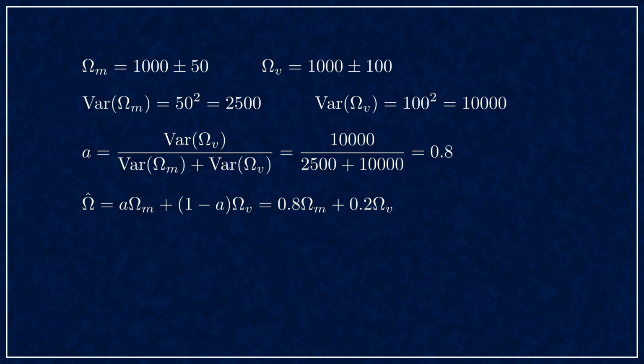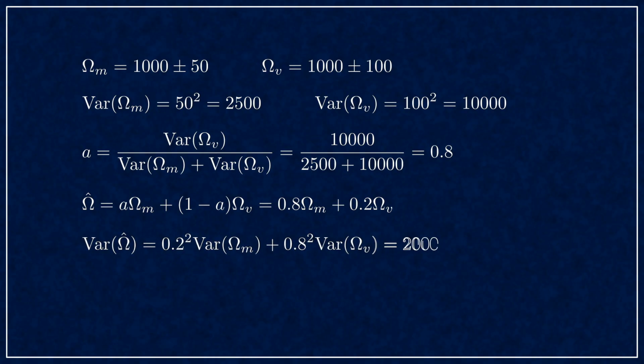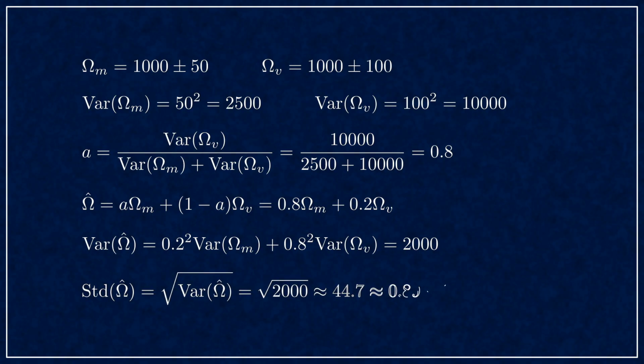Now the question is, did this help or improve anything? We can look at the variance of the estimate, which yields 2000. The root of that is 44.72. Compared to the plus minus 50 of the RPM sensor, this is a little over 10% improvement.